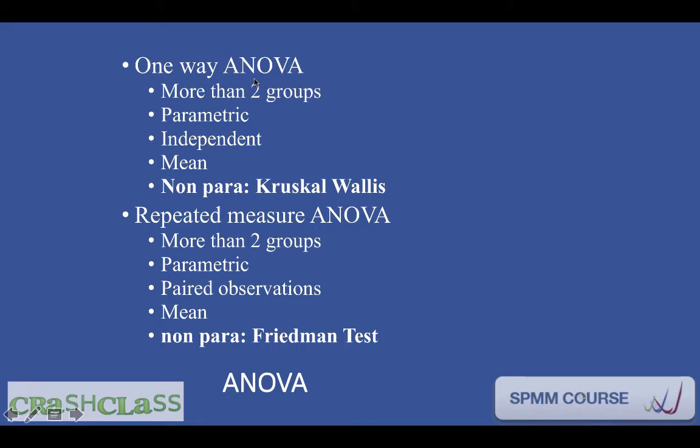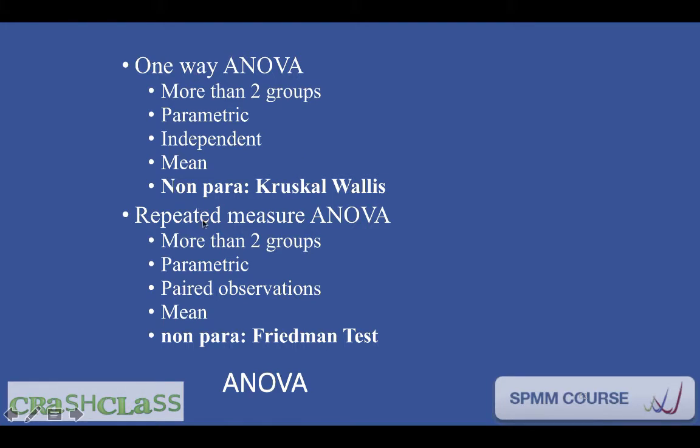So what is the example? I'm going to compare the age of people who attend my online course, people who attend our webinar, and people who attend our face-to-face course. Okay, so 3 types of courses. I'm going to compare the age of all the 3 groups. So how many groups do I have? More than 2. Age is ratio data, so it is parametric. And the observations are independent; one person's age is not going to affect another person's age. And it's a mean value, the mean age of the 3 groups. So I will now do one-way ANOVA. What is the non-parametric equivalent of one-way ANOVA? The Kruskal-Wallis test. The Kruskal-Wallis test is the non-parametric equivalent of one-way ANOVA.